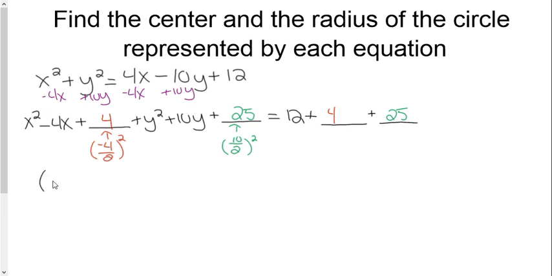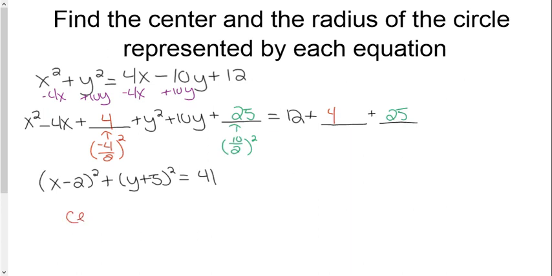So our final answer will be x. Now to find the number that comes here, we take what number was inside the parentheses. So negative 4 divided by 2 was negative 2. And we square that. Plus, same thing for y. 10 divided by 2 is 5. So add 5, square that, is equal to, well, 12 plus 4 plus 25 is 41.